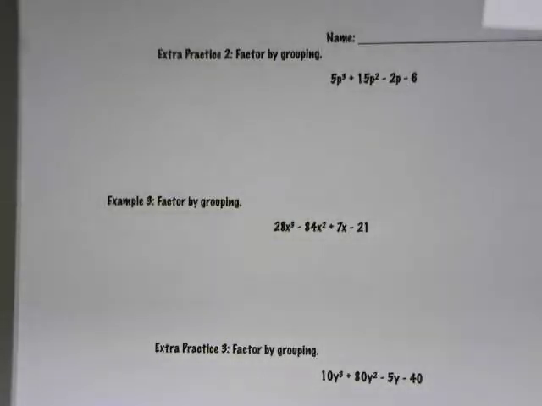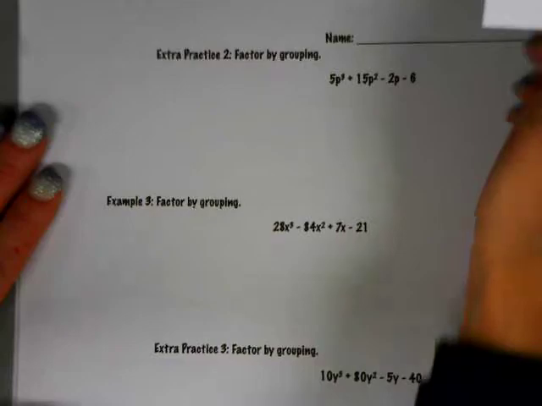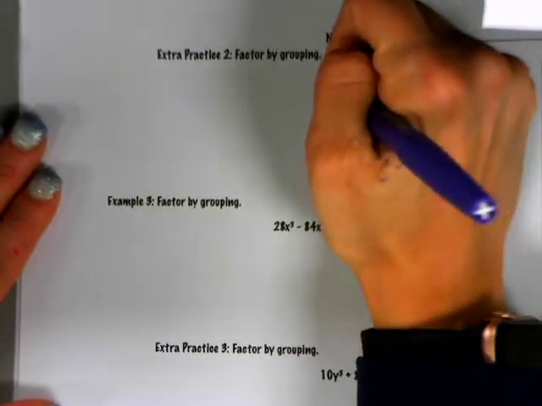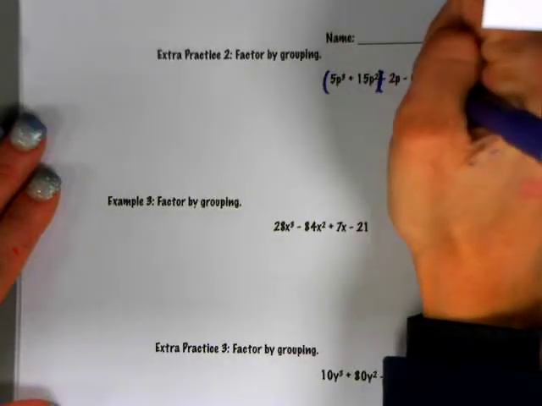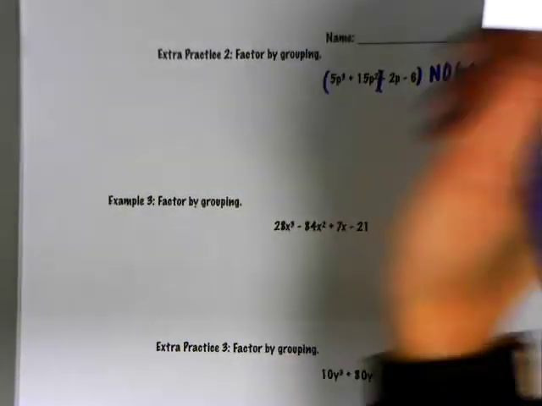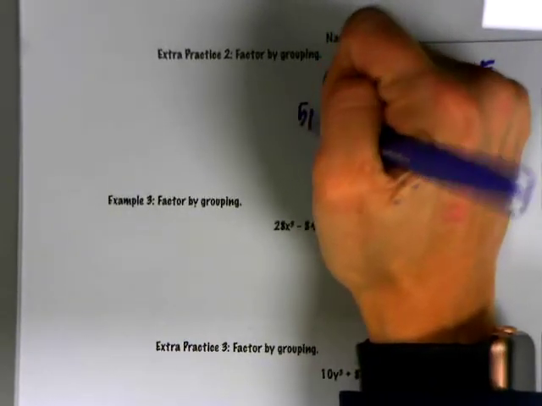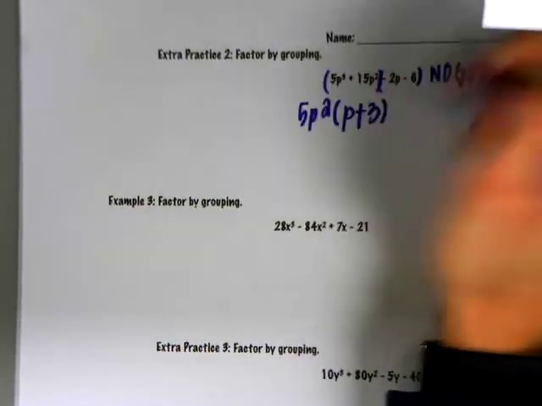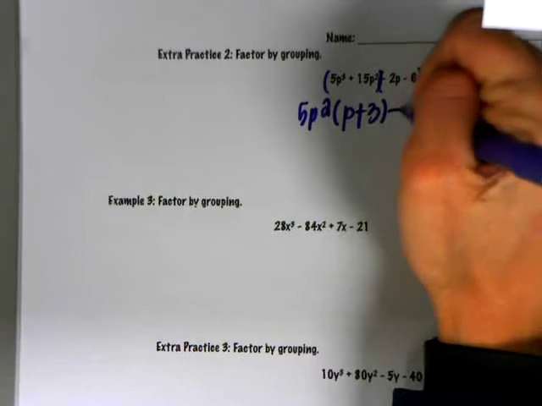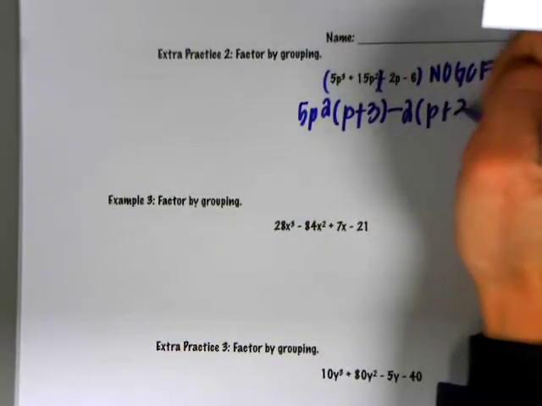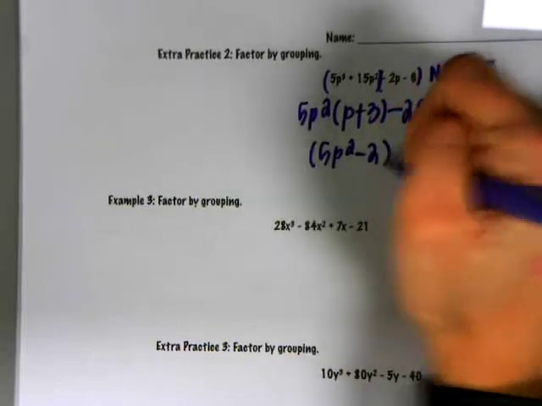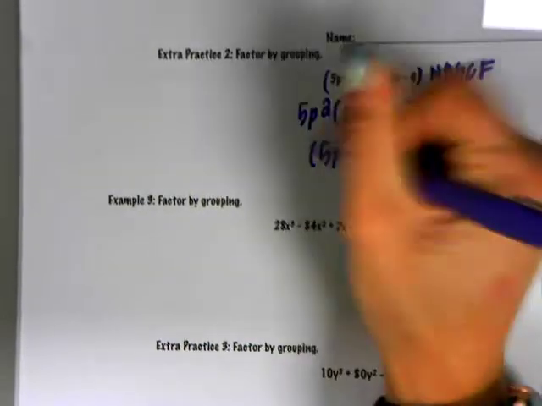Are we done with this one? Yeah? Okay, is there a GCF of all of them? No. Okay, so group. All right, what's the GCF of the first group? 5p squared, and then what's left? P plus 3. P plus 3. And what about the second group? Negative 2. Okay, so then you should have 5p squared minus 2p plus 3.